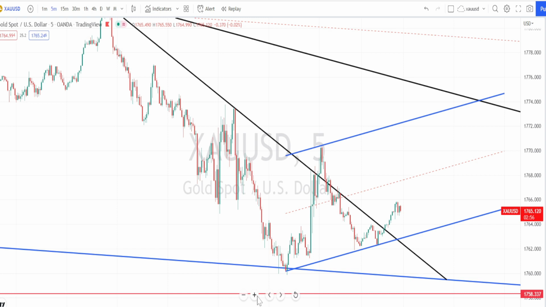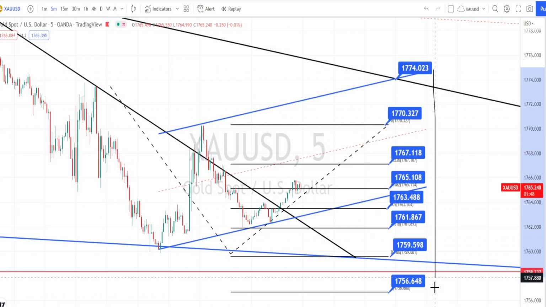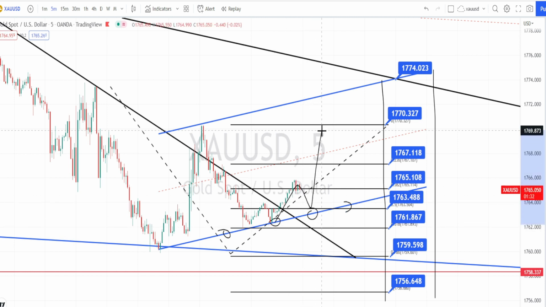Let us mark the support and resistance levels. So these are all the resistance and support levels for the 5 minutes time frame. And as long as the price action is trading above this trend line or the support line from the 5 minutes time frame, we can expect the price action to trend on the bullish side. That's all the analysis for today.